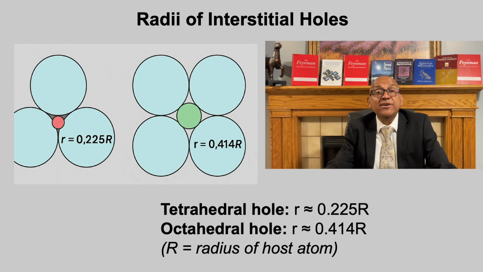In an octahedral hole, surrounded by 6 atoms in an octahedral geometry, the cavity is larger. The maximum radius of an atom that can fit here is about 0.414 times r, roughly 40% of the host atom's radius. These values are key for predicting which elements can occupy interstitial positions in crystalline materials.